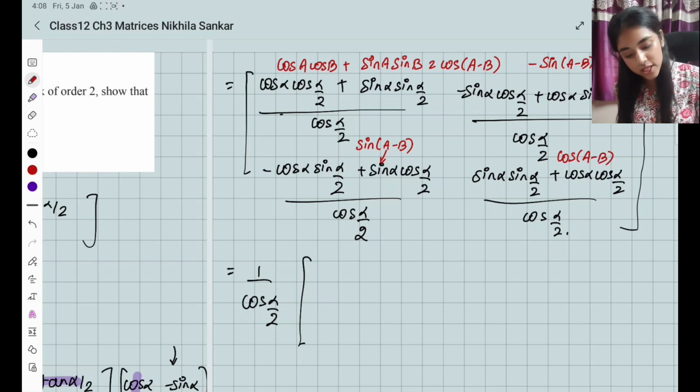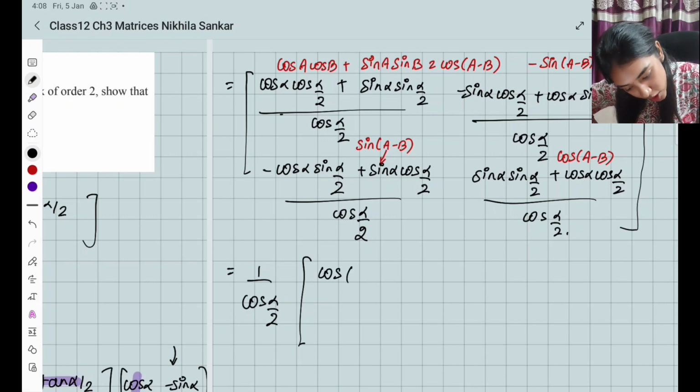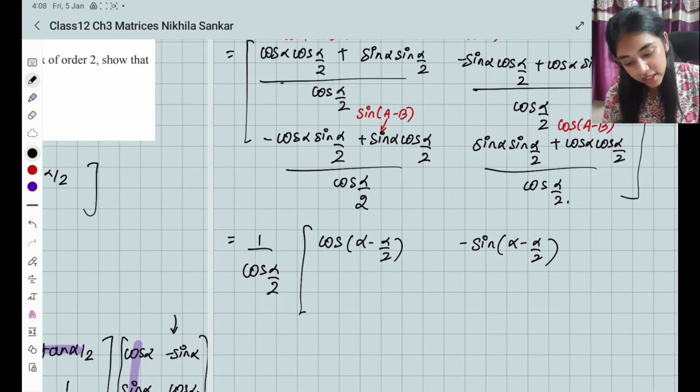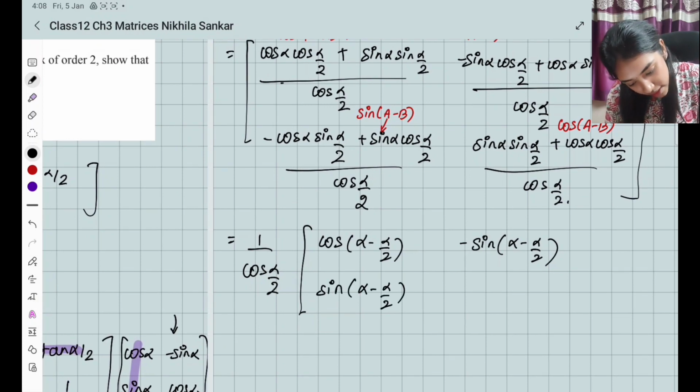Okay? இது வரைக்கும் புரிஞ்சுதா? So now let me apply this. Cos of A minus B na, this is going to be cos of alpha minus alpha by 2. Next term minus sin of alpha minus alpha by 2. Identity use பண்ணி solve பண்ண வேண்டியதான். Next sin of A minus B. So this is going to be sin of alpha minus alpha by 2. And the last one is going to be cos of alpha minus alpha by 2.